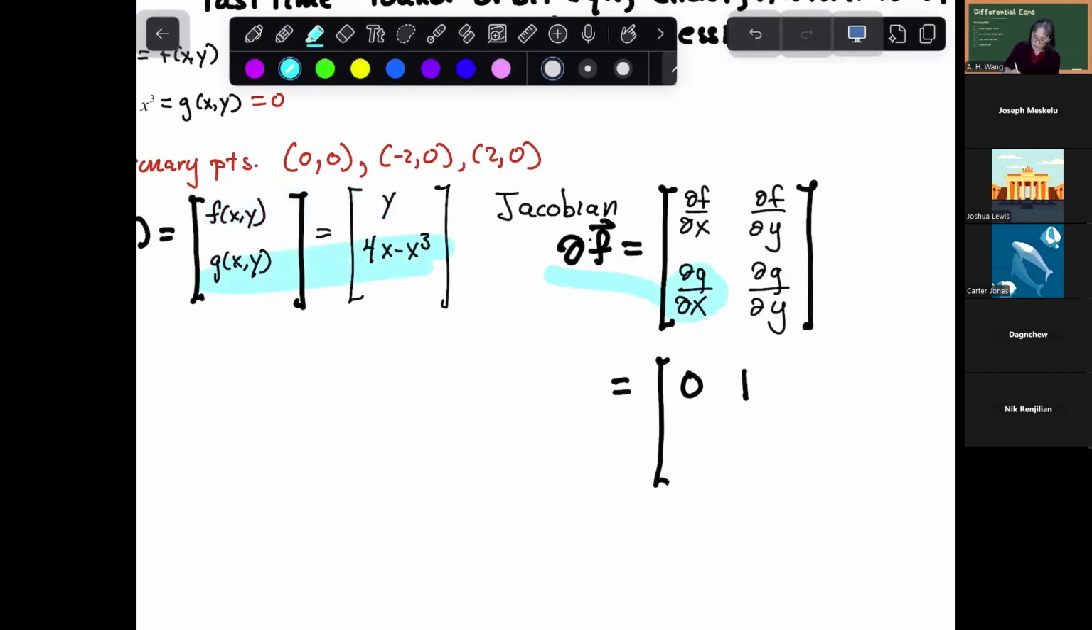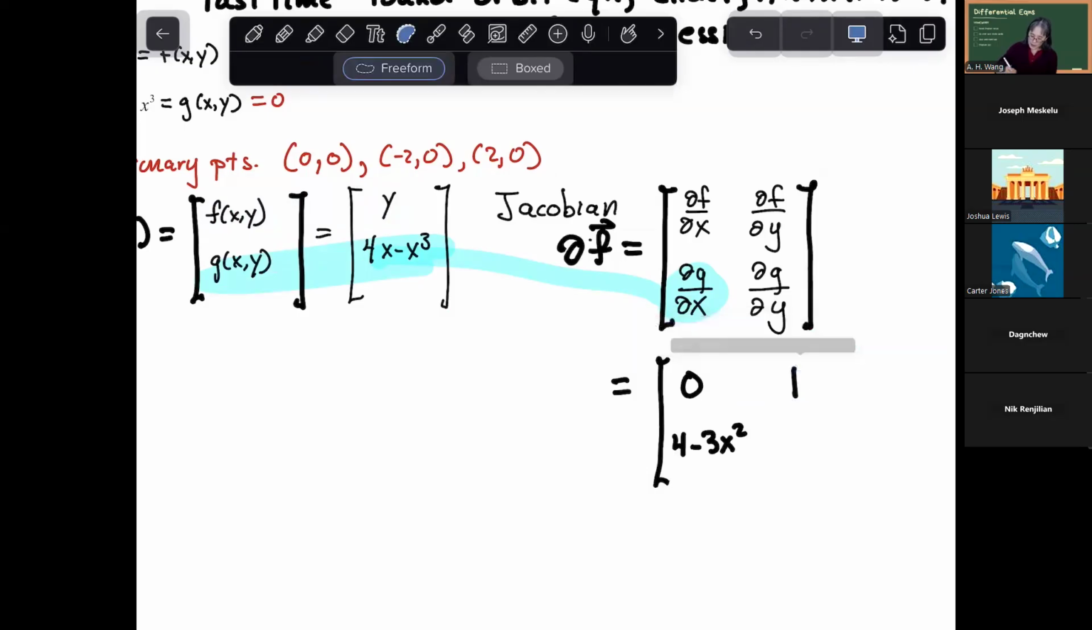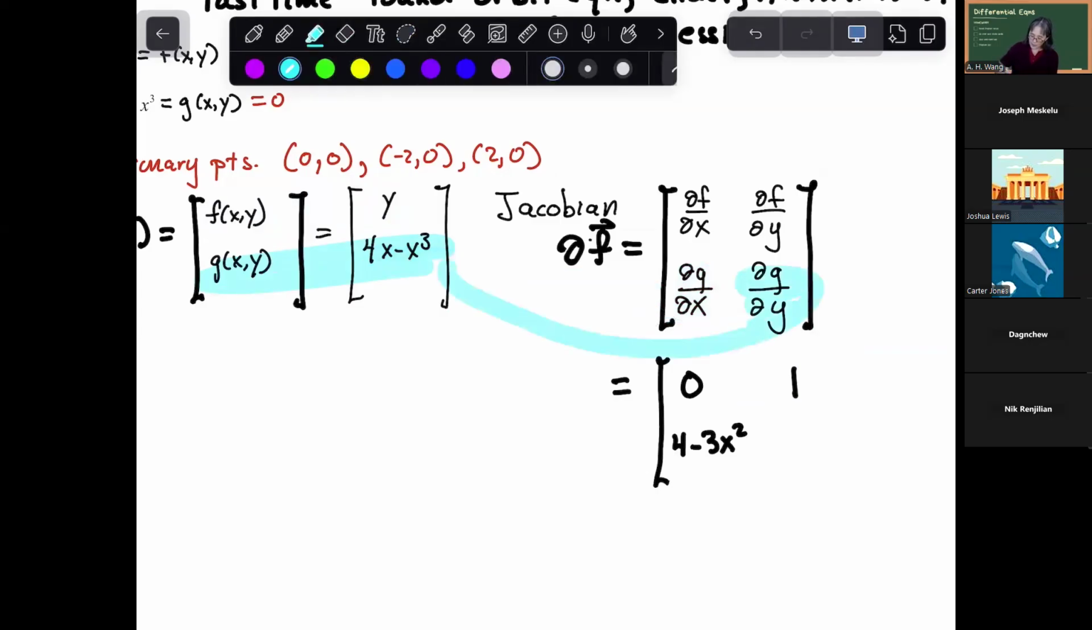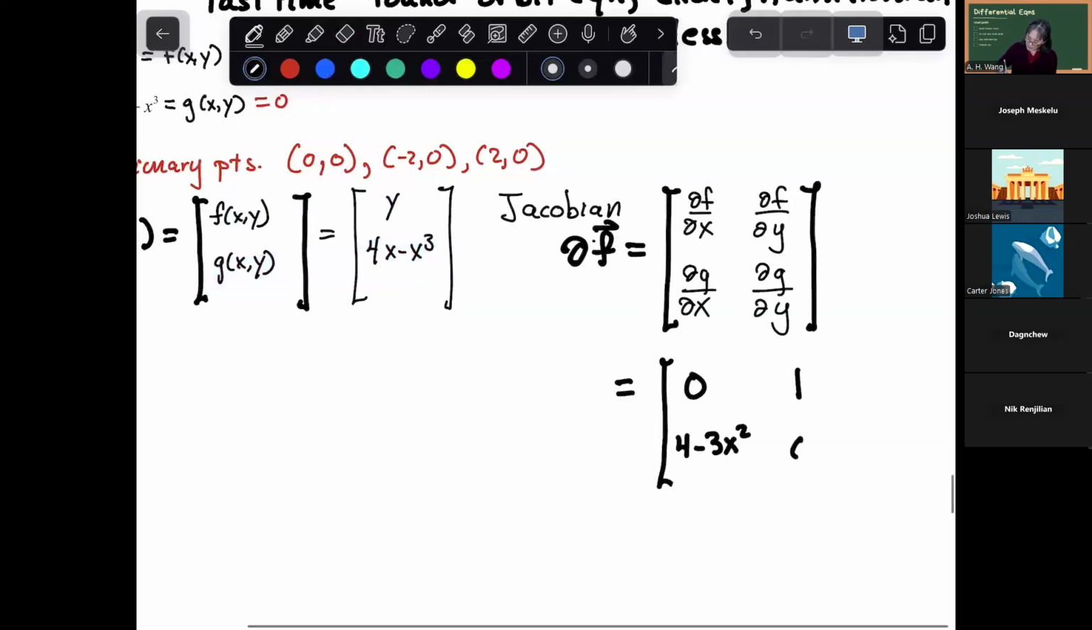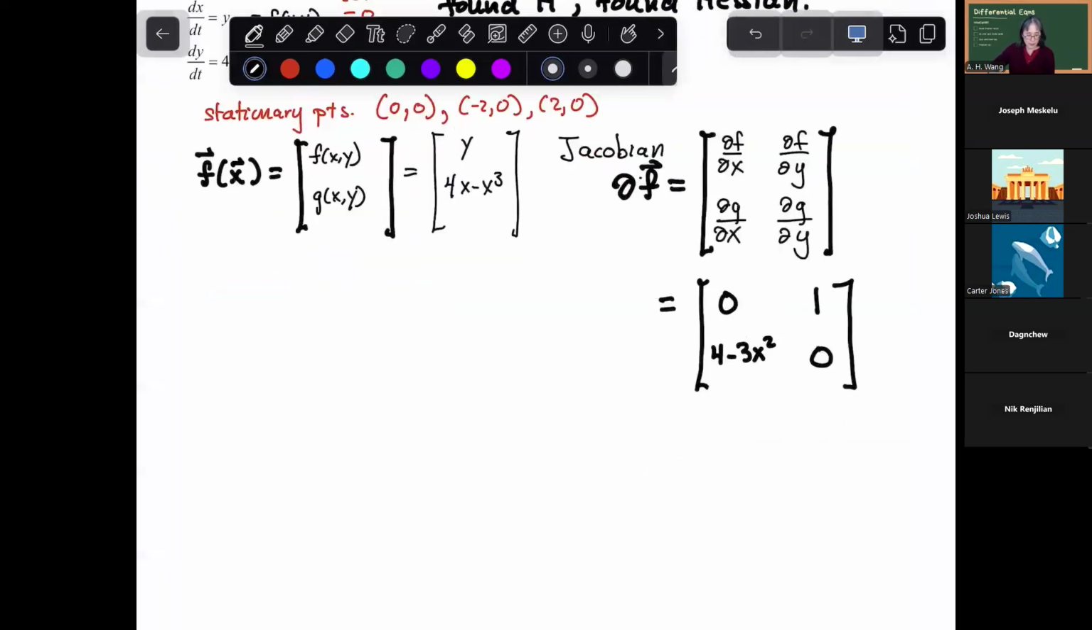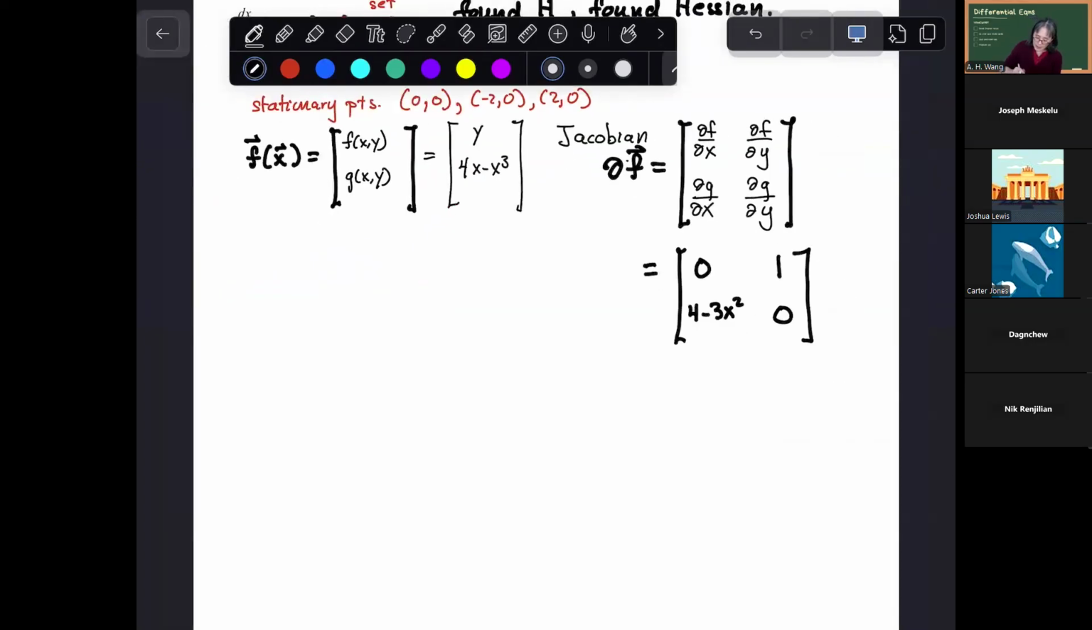Now, focus your eyes here. What is the derivative with respect to x? 4 minus 3x squared, right? What is the derivative with respect to y? 0. Good. That's your Jacobian matrix. Now, what you want to do is go ahead and do each stationary point.